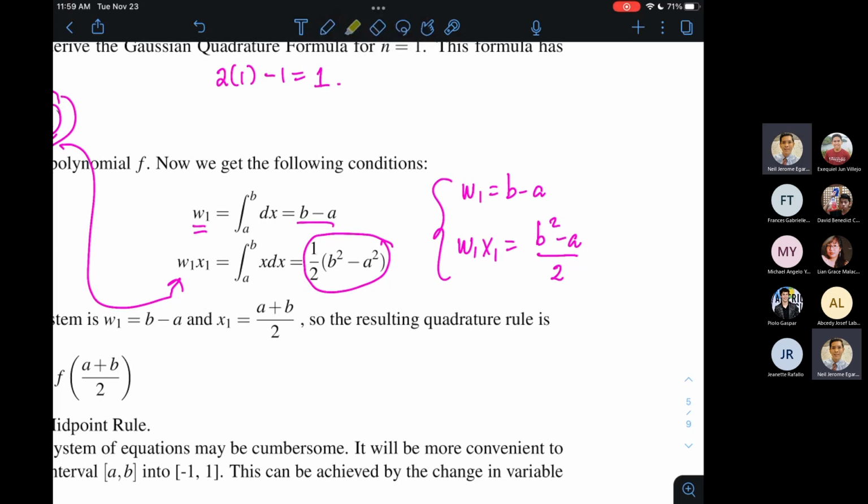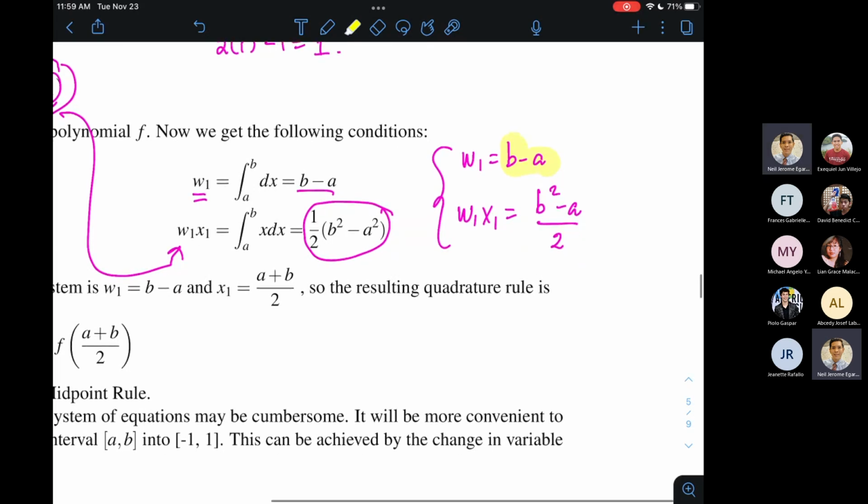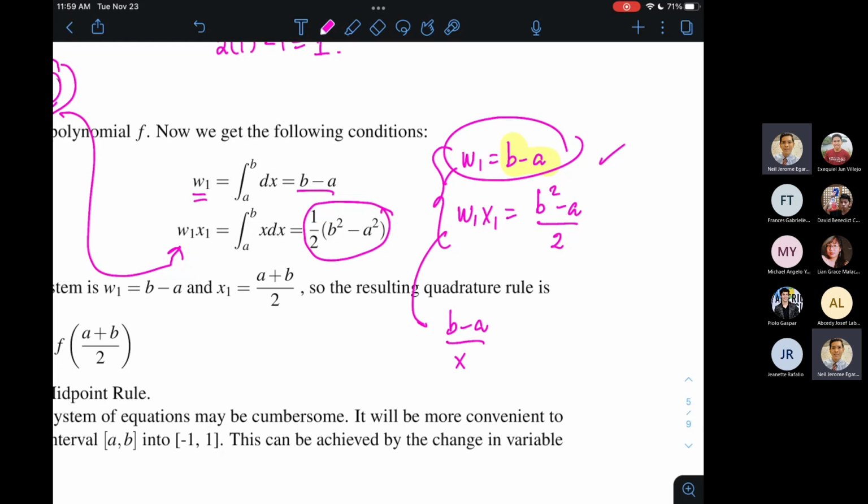Luckily, the first equation spells out the value of W1 right away kasi si B at saka si A siya yung upper at saka lower limits ng integrals, so they are fine. That is just a constant. Okay? Tapos, so okay na yan. Alam na natin si W1. So ipa-plugin ko na lang yung value ni W1 na to dun sa pangalawang equation. I'll have B minus A times X1 equals B squared minus A squared all over 2.